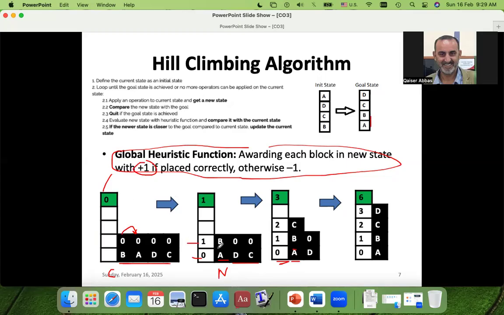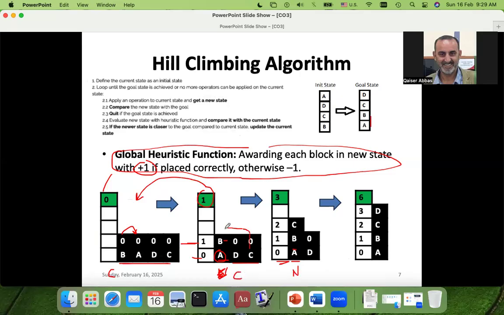How many blocks are placed properly? This is the proper position for B, and this A block is also properly placed. No difference, so we are also counting this one. That's why we are saying 1. If you calculate the heuristic cost, this one is better than the previous one. So you are considering this as current, and the algorithm will find the new state.